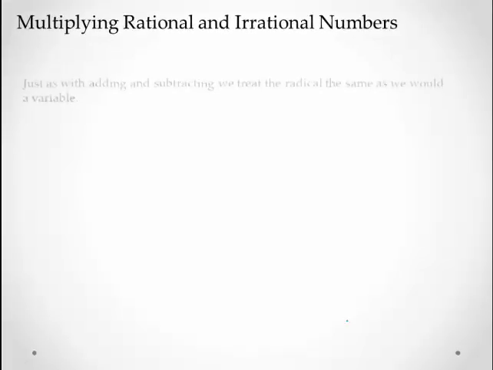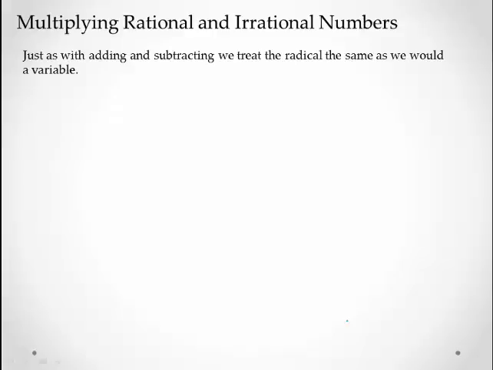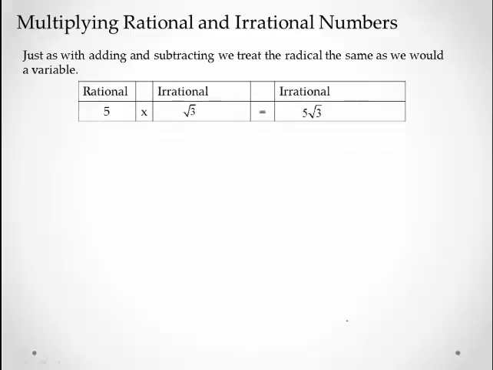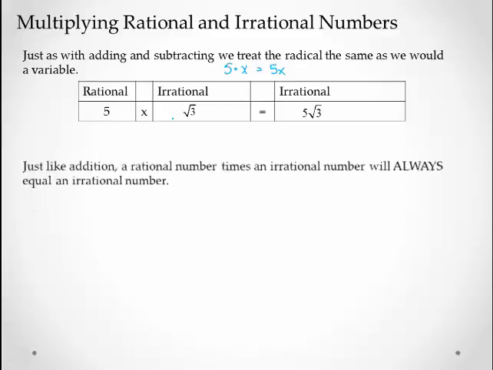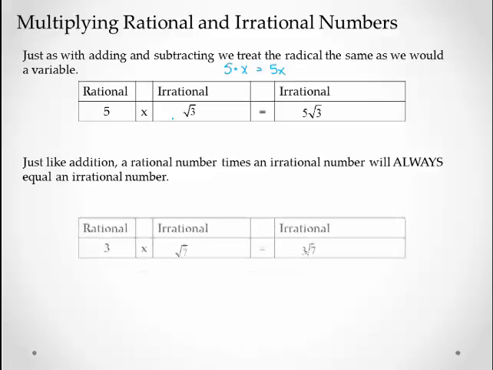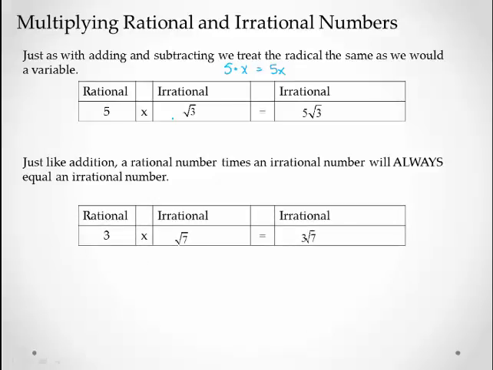If I multiply them, just as we were doing with adding and subtracting, we treat the radical like a variable. So 5 times the square root of 3 gives me 5√3. So it's the same thing as if I was doing 5 times x would give me 5x. So we just set them next to each other. A rational times an irrational will always give me an irrational. 3 times the square root of 7 is 3√7. Irrational. Division works differently, and we're going to cover that later. So right now we've done adding, subtracting, and multiplying.